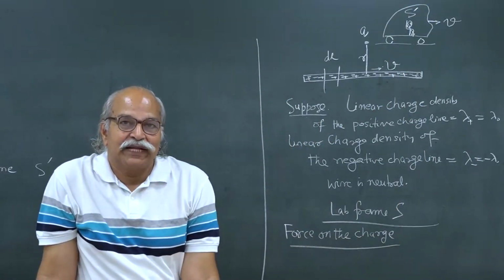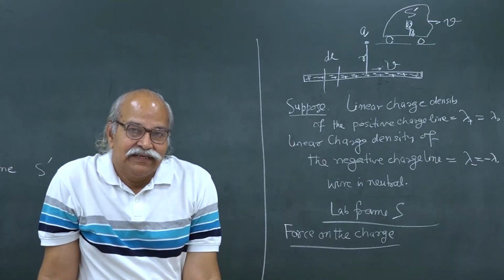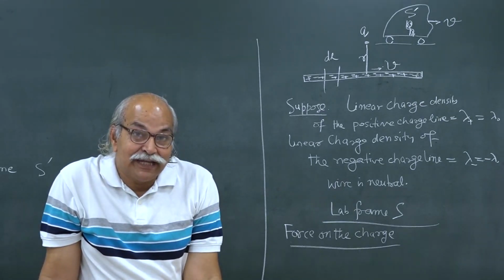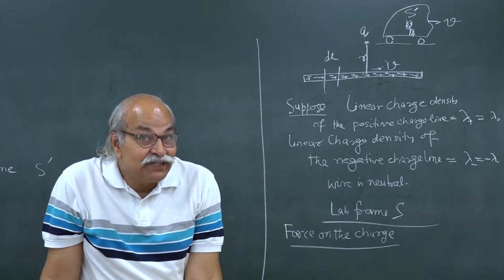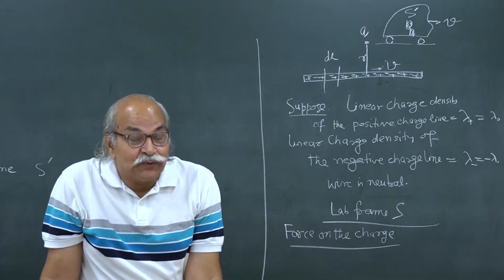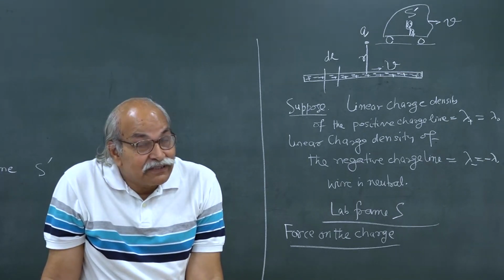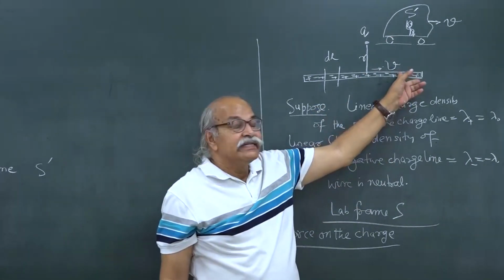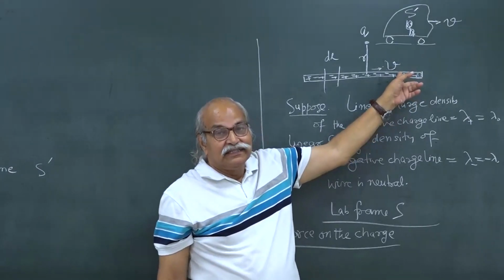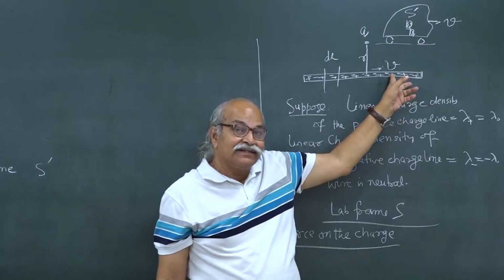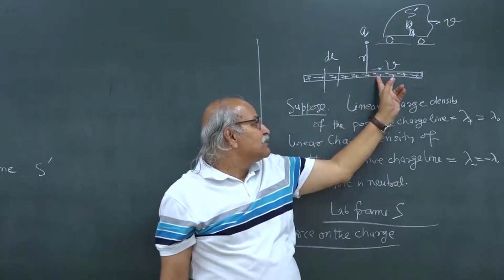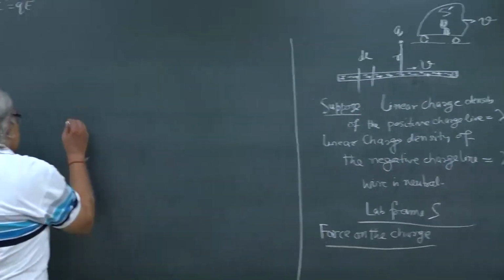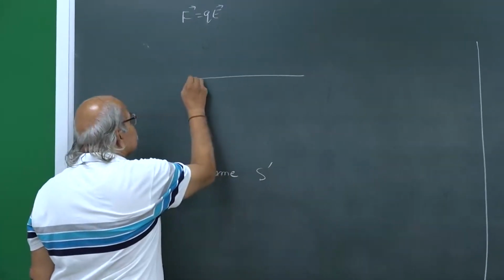So in this S prime frame, the negative charges are at rest, because in the lab frame the trolley is going with velocity v towards right, and the negative charges also are going towards right with the velocity v. Therefore, from the trolley frame this negative charge is at rest, but the positive charges are not at rest. In the trolley frame, the positive charges are moving in the opposite direction with a velocity v. So this is the situation now.